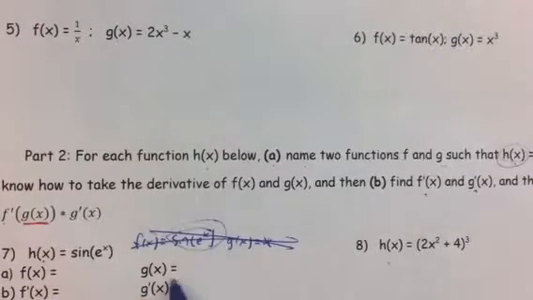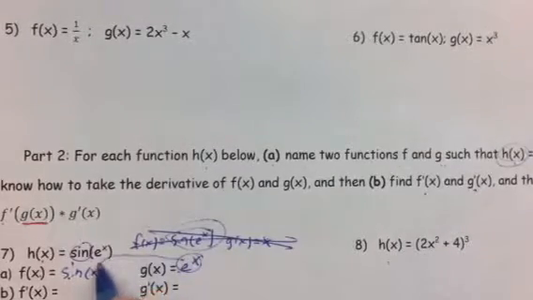Here, we need two functions where it's f of g of x. Well, f is obviously sine of x, and g of x is obviously e to the x, because that way when you do f of g of x, e to the x gets plugged into x, and you get sine of e to the x.